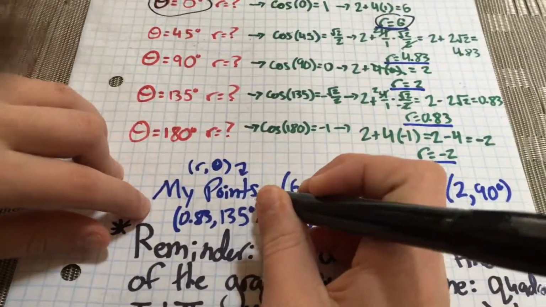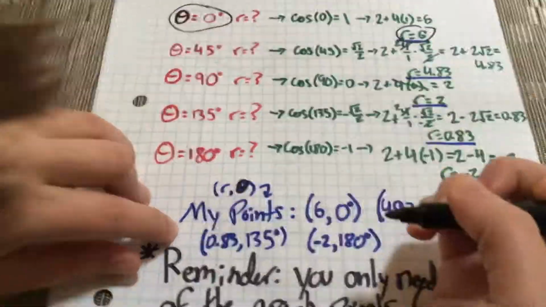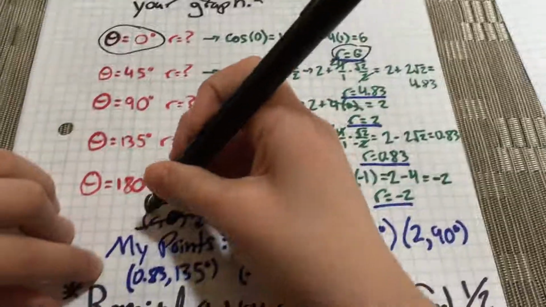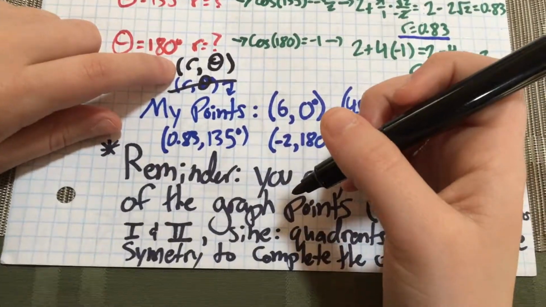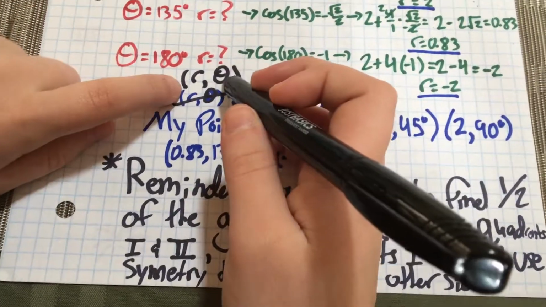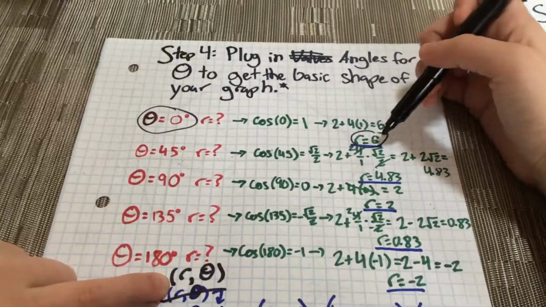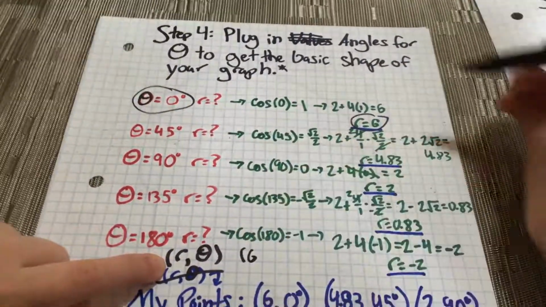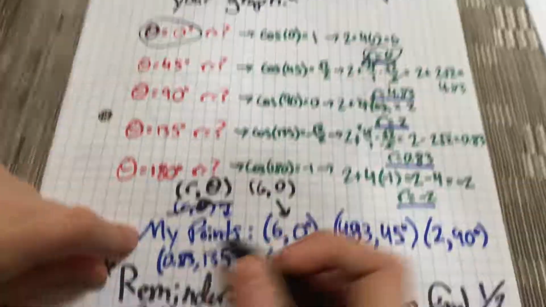So now we need to plug these in. So our points, let me fix that. Let me fix this. R, theta. So this is what our points are going to look like. r is going to go here in the front, and theta is going to be here in the back, like x and y. So let's go back to our first example. r equals 6, and theta equals 0, so it'd be 6, 0, which is this one. So these are all our points just plugged in real fast.